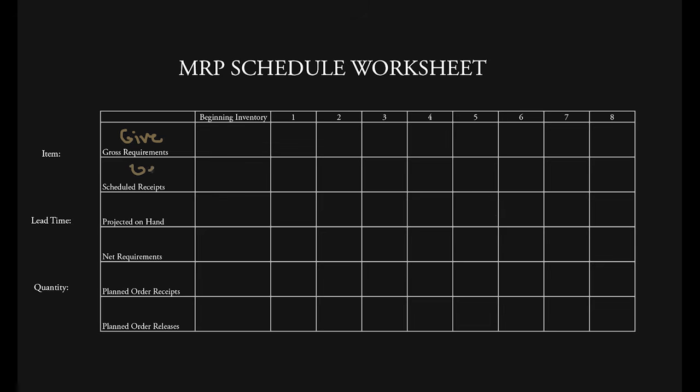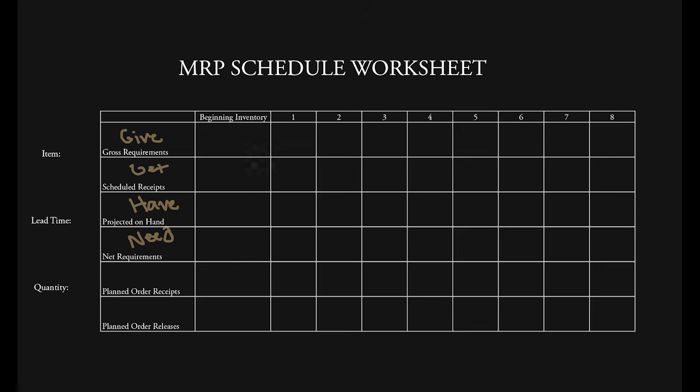There are times where a company might be given additional material or products from a supplier. Projected on hand is what we have. And net requirements is what we need.